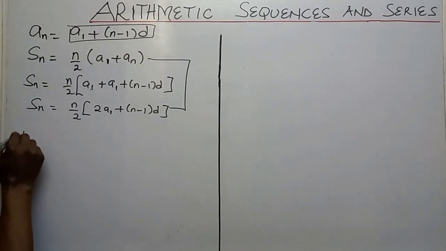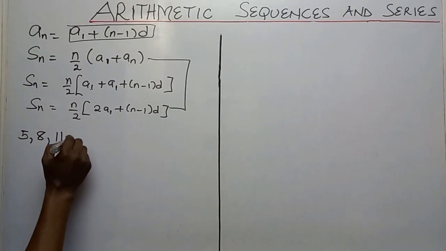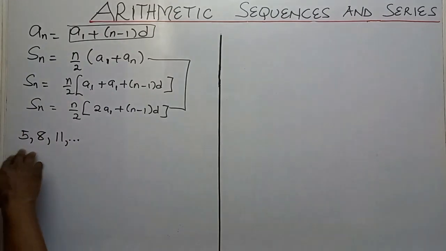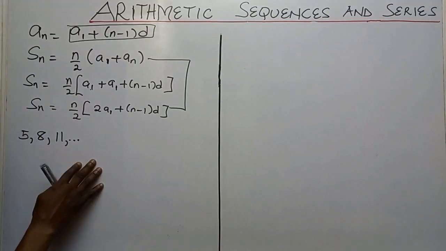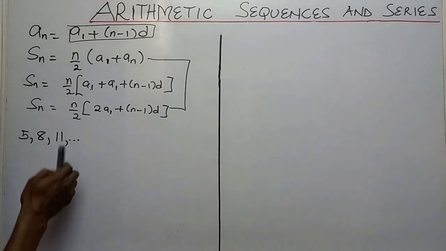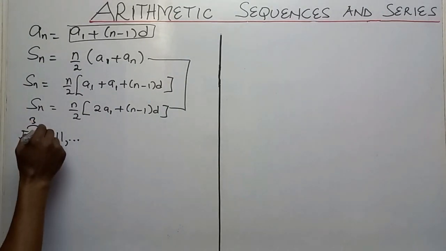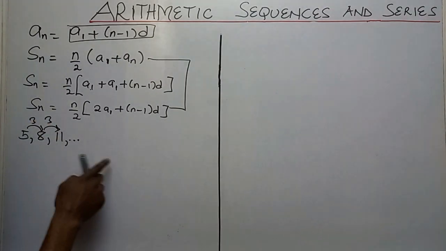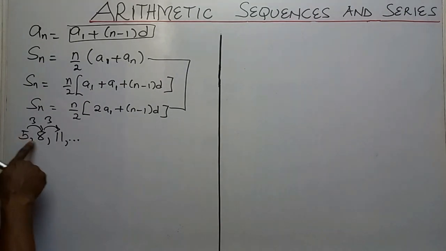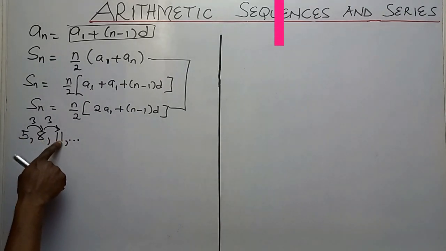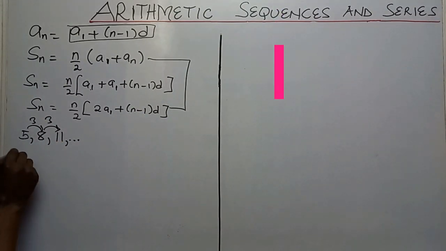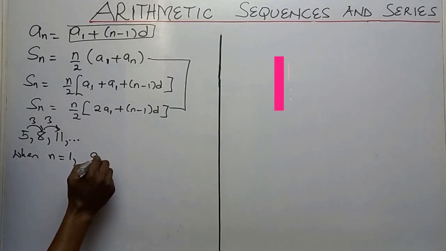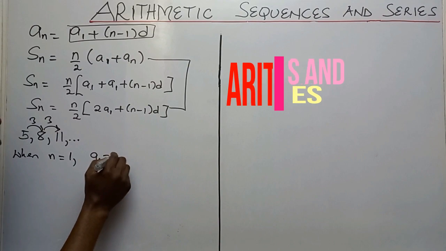Let's say I have 5, 8, 11, and so on. Now you can see that this is a sequence. Why? Because each term increases by 3. You can see each successive term increases by 3. So I know it's a sequence. Now in this sequence, you can see there are 3 terms, the first, the second, and the third. So what it means is that when n is 1, my a sub 1 is 5.